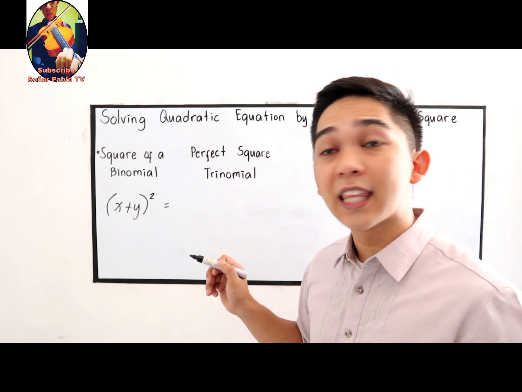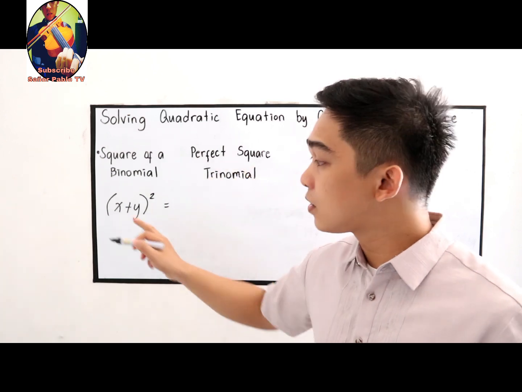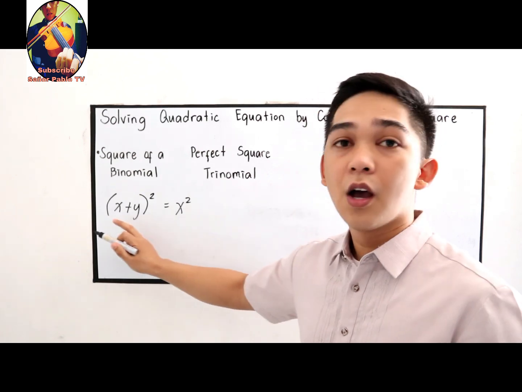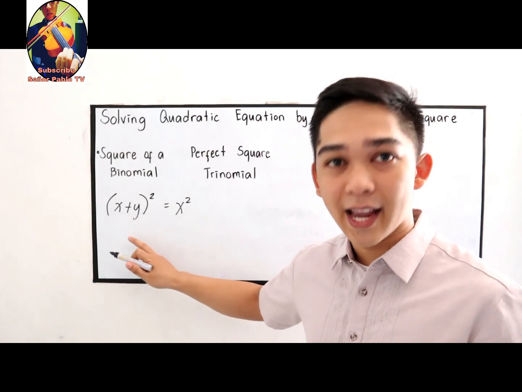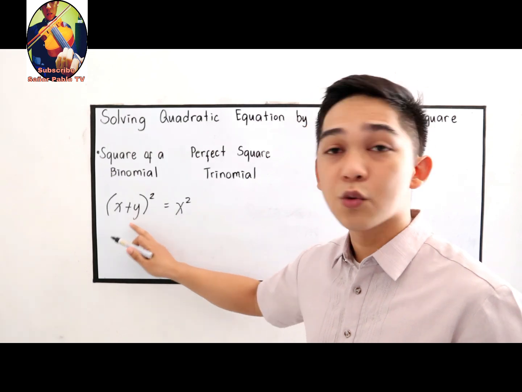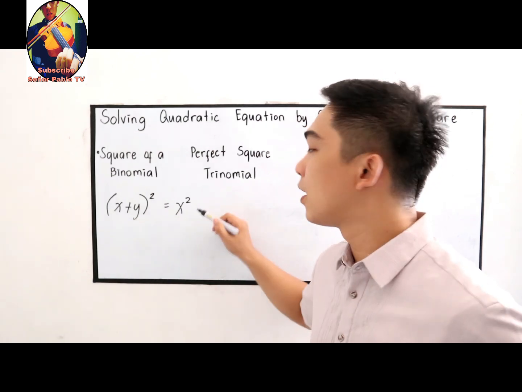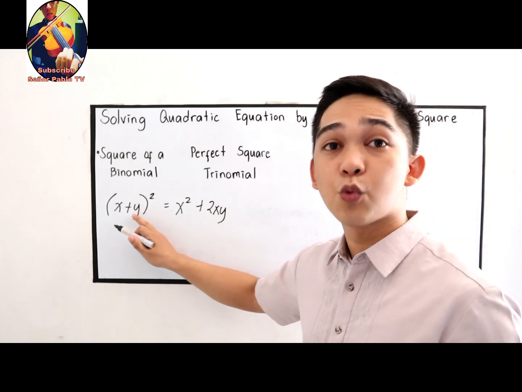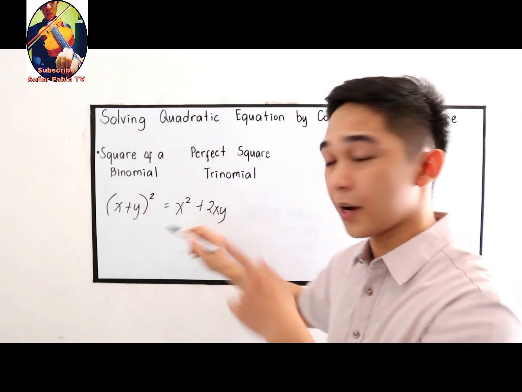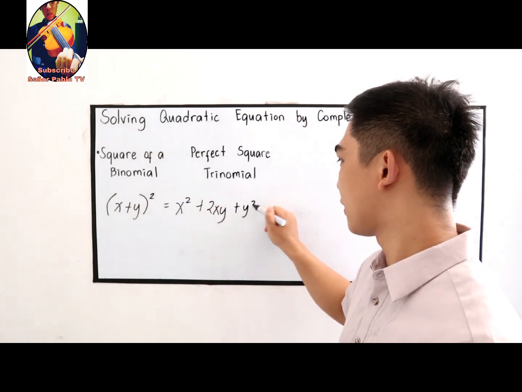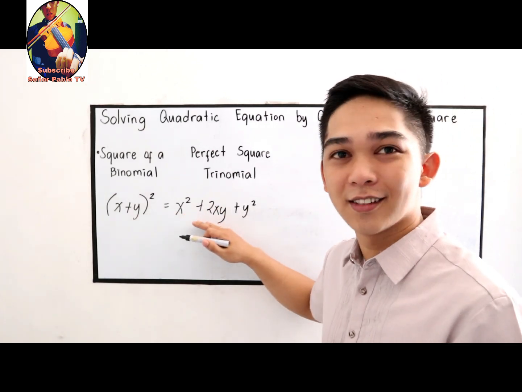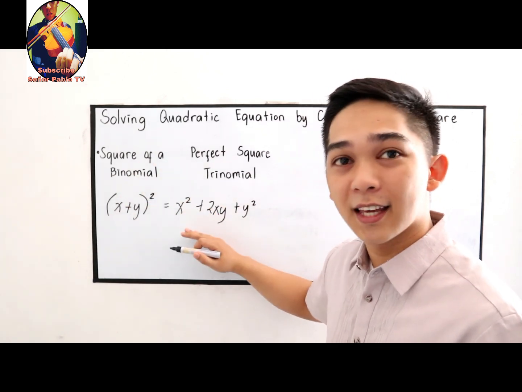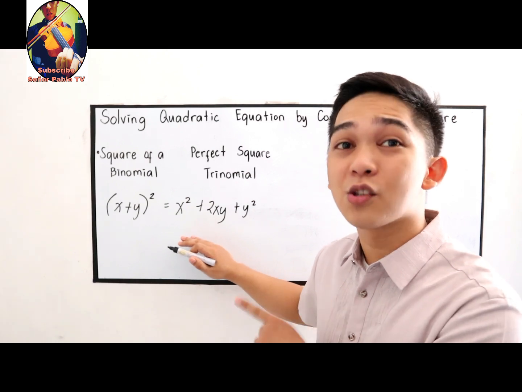Doon sa shortcut natin, sa PST, square the first term. That is x squared. Multiply the first term times the second term, so x times y times 2, so positive 2xy. Then, square the second term, y squared. Equal yan ngayon. So, si square of a binomial, kapag in-expand natin, yan yung tinatawag na perfect square trinomial.